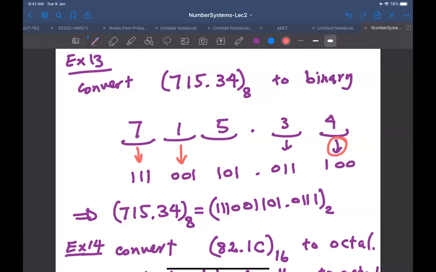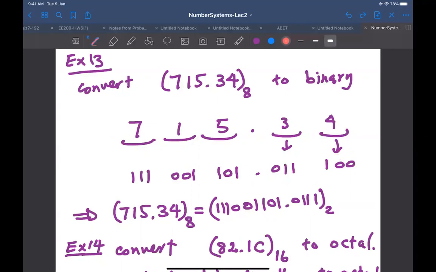Notice here that after the binary point, we have 011 and then 100, but we omitted the 00 here from the result because it doesn't change the value. All right. So this is the answer here. Final answer.